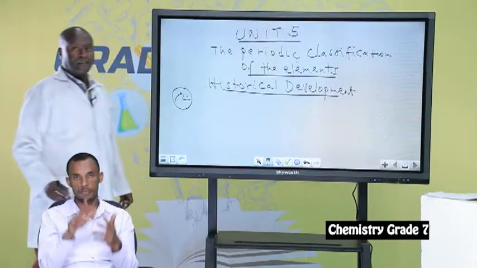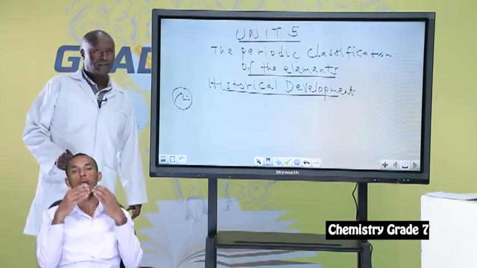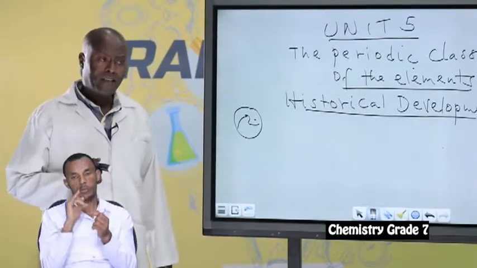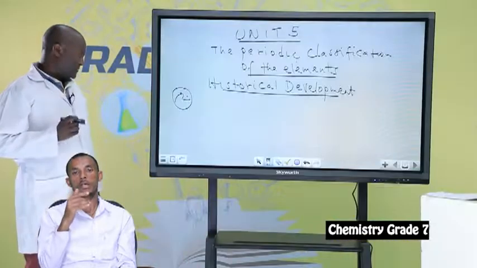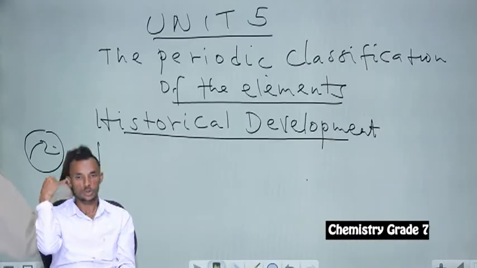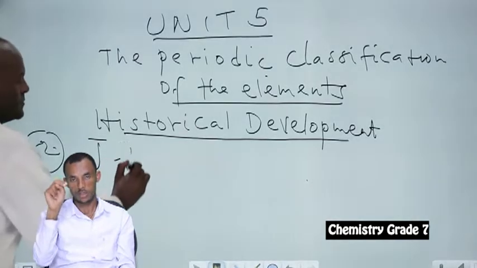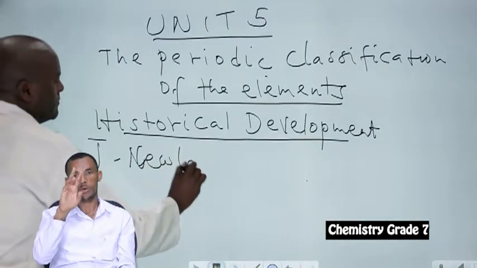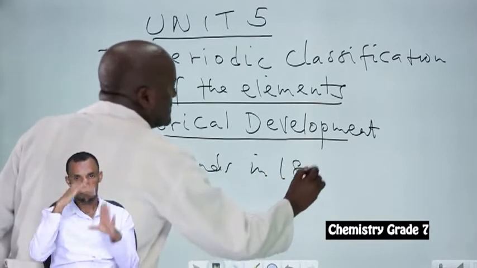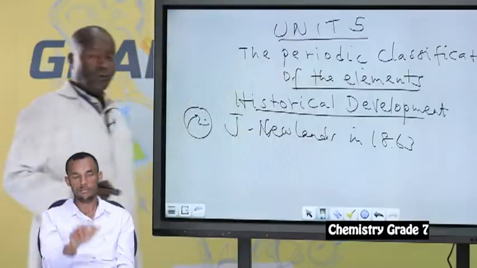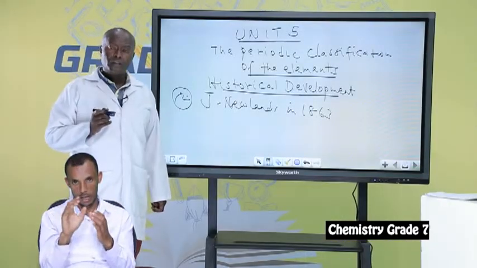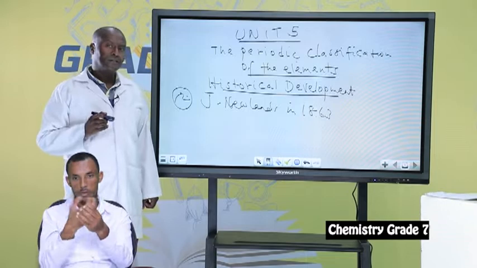The second attempt to classify was made by an English scientist, John Newlands. In 1863, Newlands arranged the known elements in order of increasing atomic mass.